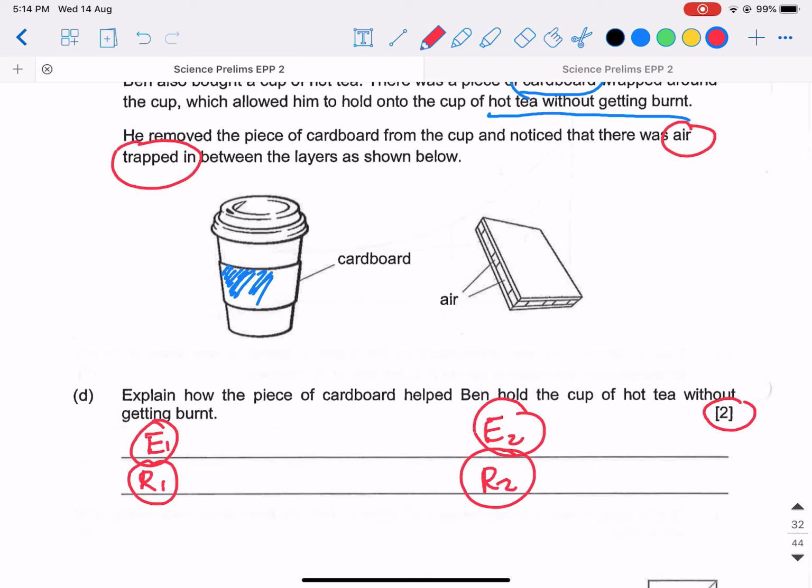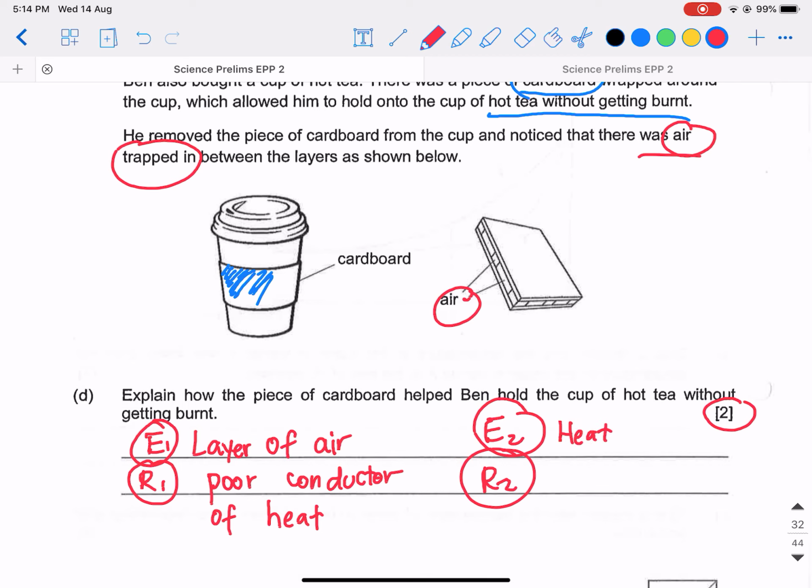Now evidence, immediately from the picture I know there's a layer of air. Okay, so hopefully you are good lawyers. You have spotted this evidence directly from the picture, from the sentence also. Now what does this layer of air do? We know that it is a poor conductor of heat. So this has to be mentioned, because of the air, it is a poor conductor of heat. Alright, something along that line. And the result of this causes a second evidence to happen. This will cause your heat transfer, or I can say heat loss.